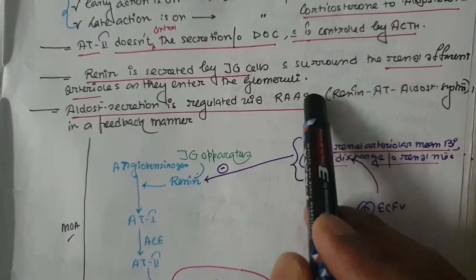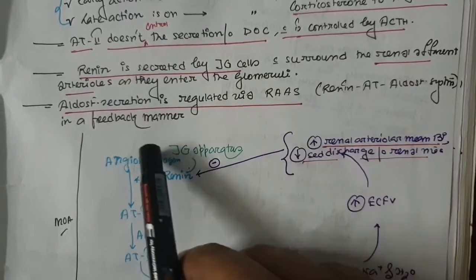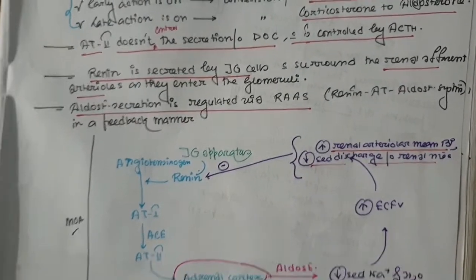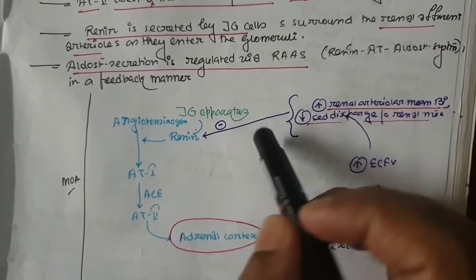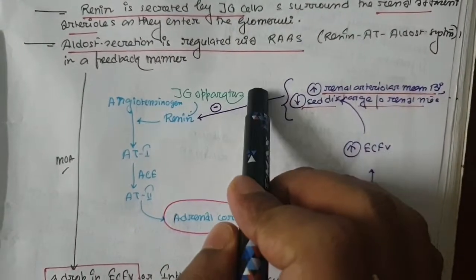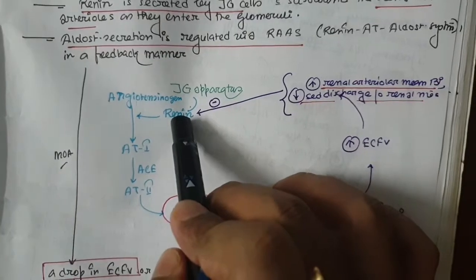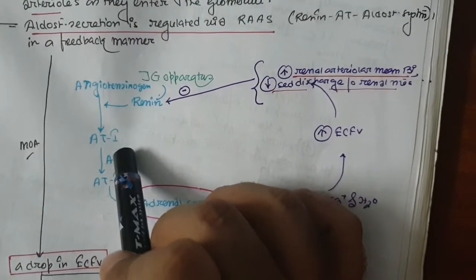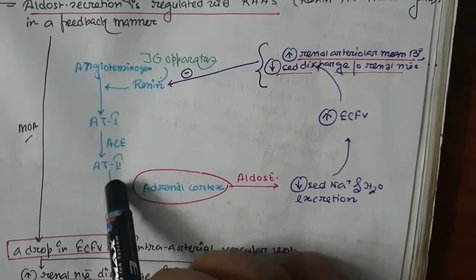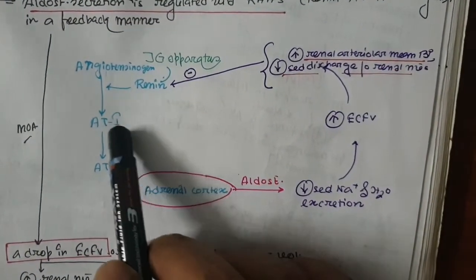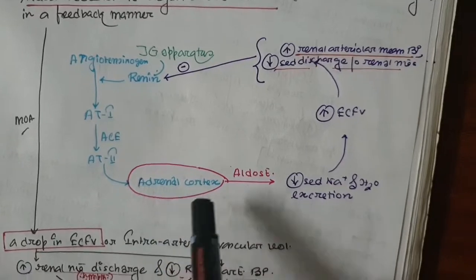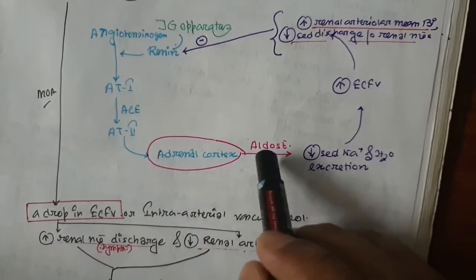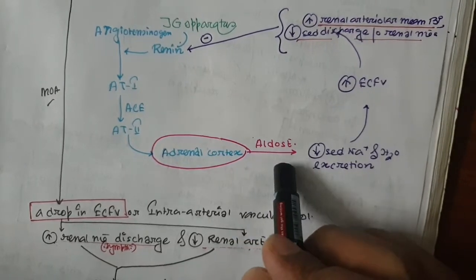renin-angiotensin-aldosterone system, or simply RAAS, in a feedback manner. So let's see how this feedback manner works. In the juxtaglomerular apparatus there are some cells which secrete renin, and it converts the circulating angiotensinogen to angiotensin 1. This is converted to angiotensin 2 with the help of the angiotensin converting enzyme, and this angiotensin 2 acts on the adrenal cortex, as we know, to increase the amount of aldosterone.